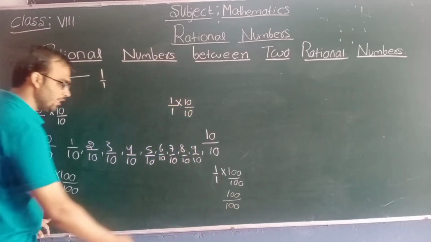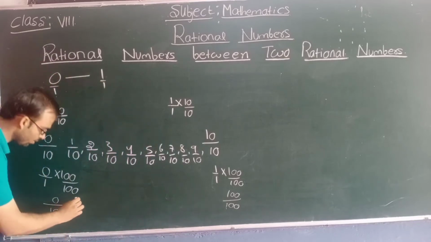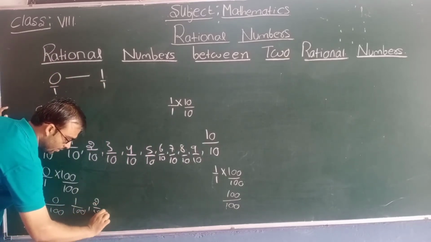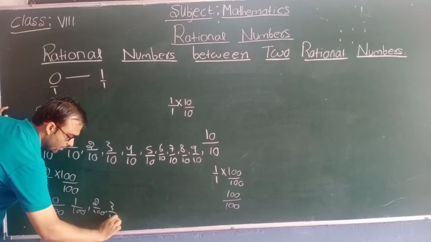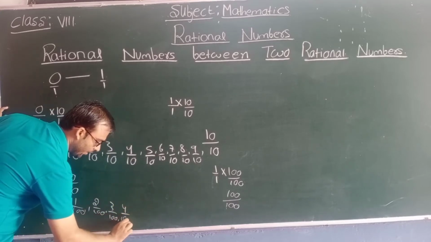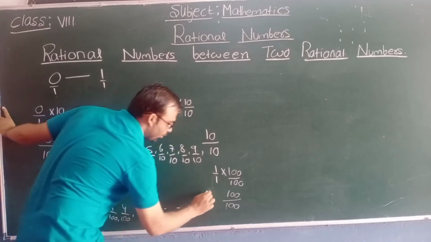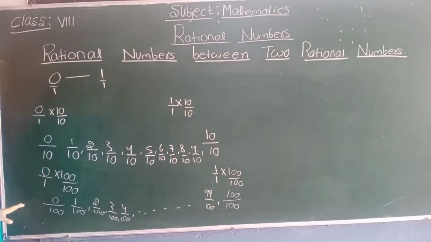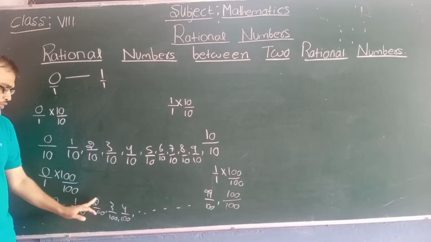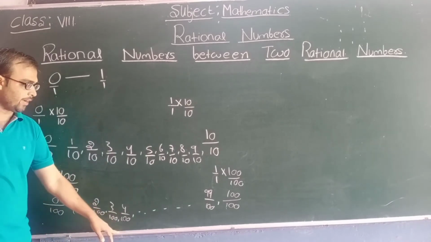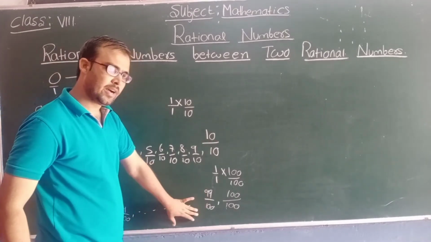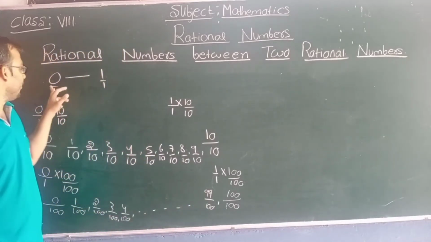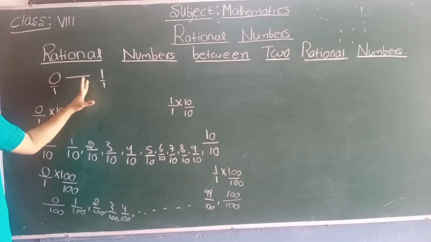As the denominator is same, you can write 1 by 100, 2 by 100, 3 by 100, 4 by 100, up to 99 by 100. So here also there are 99 numbers between 0 and 1.